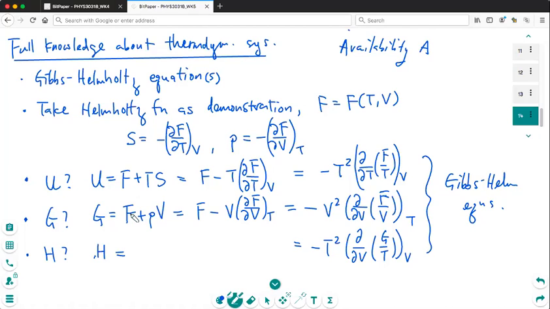Next lecture we will finish this, and we are going to give you three more equations. Again, more tools in the toolbox, and those are called the TdS equations. So this is the next lecture.